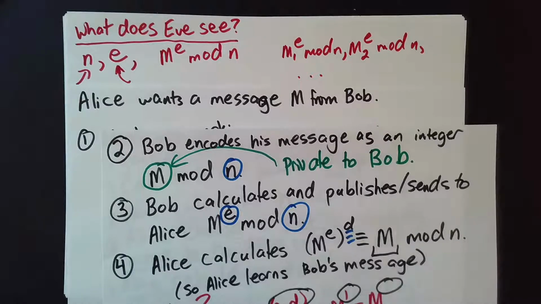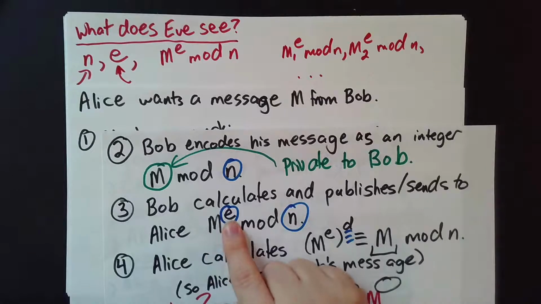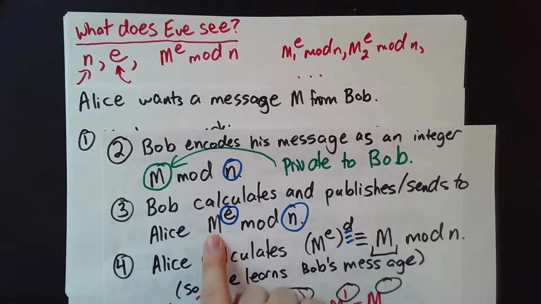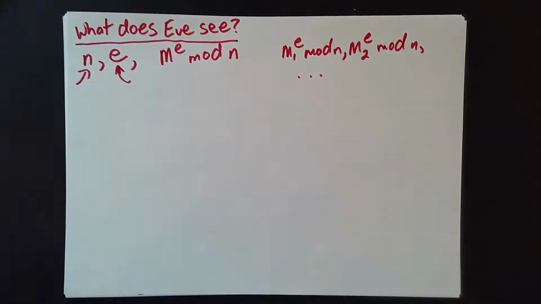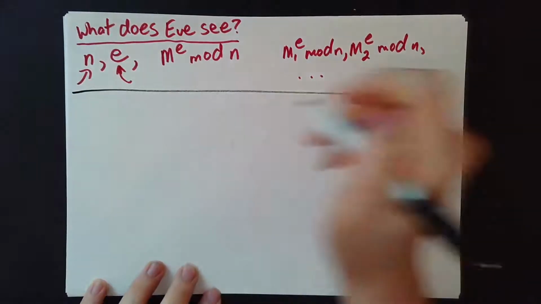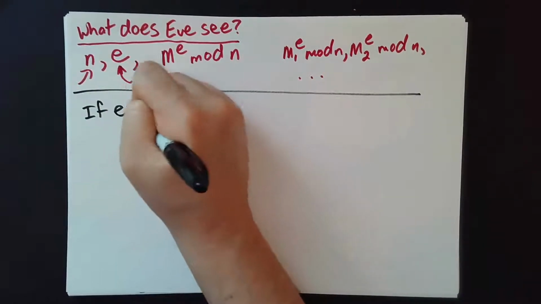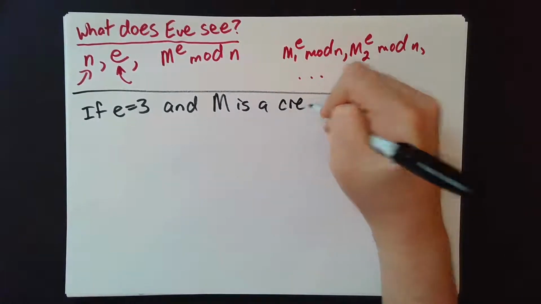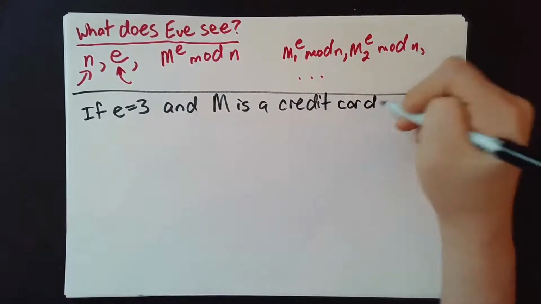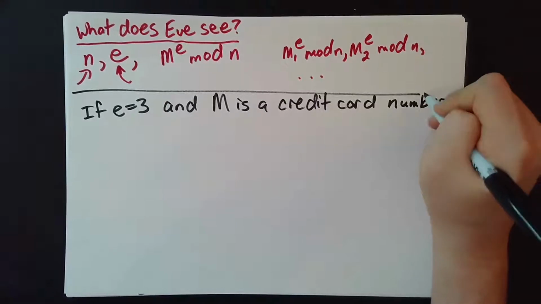But you have to be super careful, if you're choosing a small e, that you don't interpret your m too directly. Okay. So let's imagine that what you're sending is a credit card number. And let's imagine that e is 3. Okay. So if e is 3 and m is a credit card number, what might go wrong here?